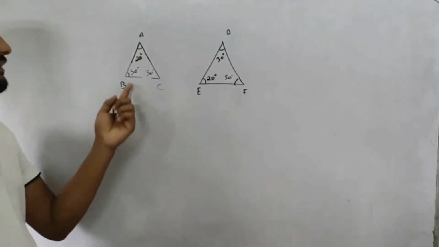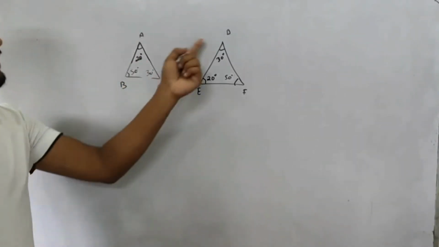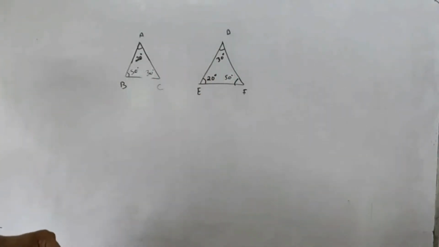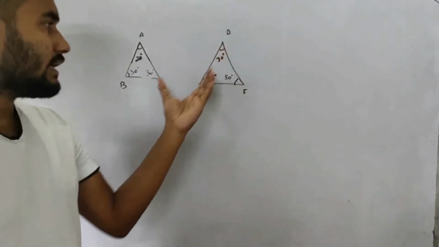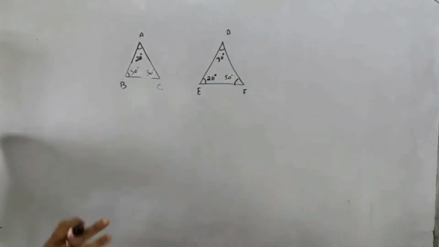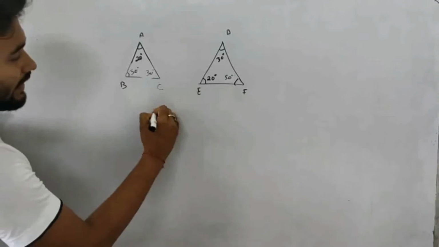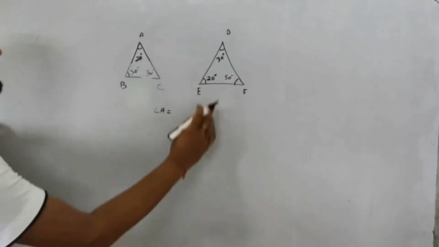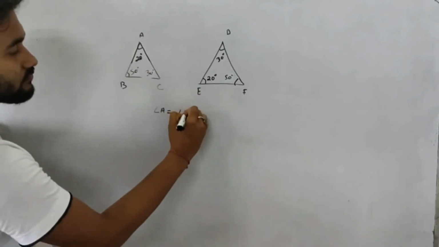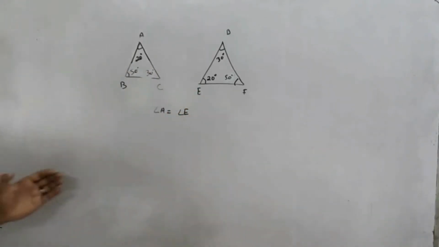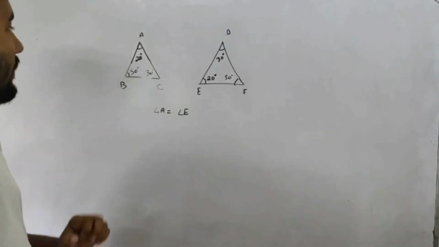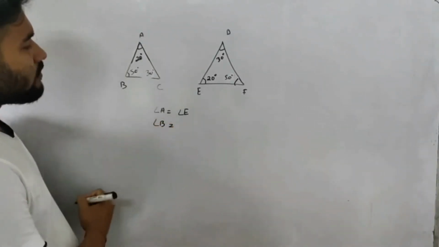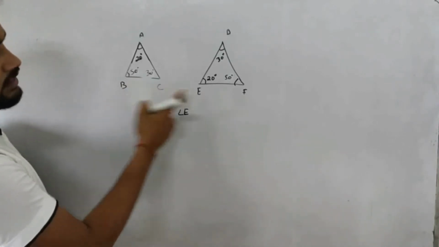This angle is 20 degrees. This angle is 50 degrees. This angle is 30 degrees. This angle is 30 degrees. This angle is 20 degrees. This angle is 50 degrees. So I have taken a simple example. This is not true, you will never get angles like this in a triangle. But say for example, now you see angle A is equal to what? It is not equal to angle D. It is equal to angle E. Understood? Angle A is equal to angle E, clearly. Then angle B, this 50 degrees, is equal to angle F.